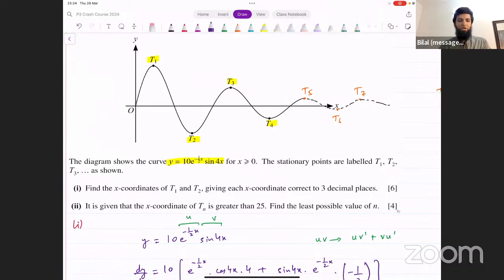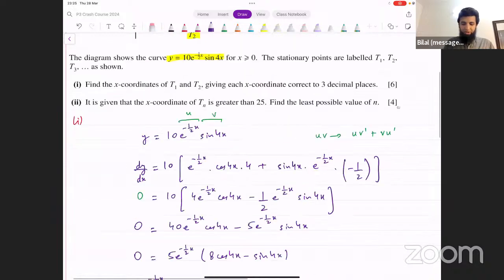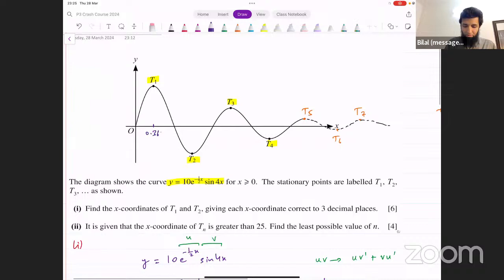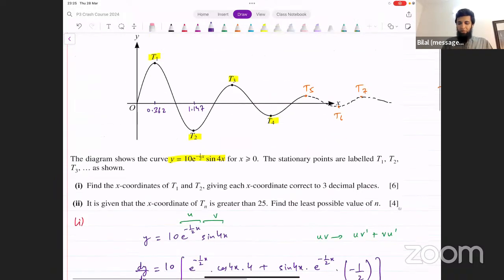Now we have two turning points already. We have the x coordinate of T1, we have the x coordinate of T2. Let's write them down here. So the first x coordinate is 0.362. What about the next one? That's 1.147. We found this as well. Now, what about the next one? How are we going to find the next x coordinates after this? T3, T4, T5.